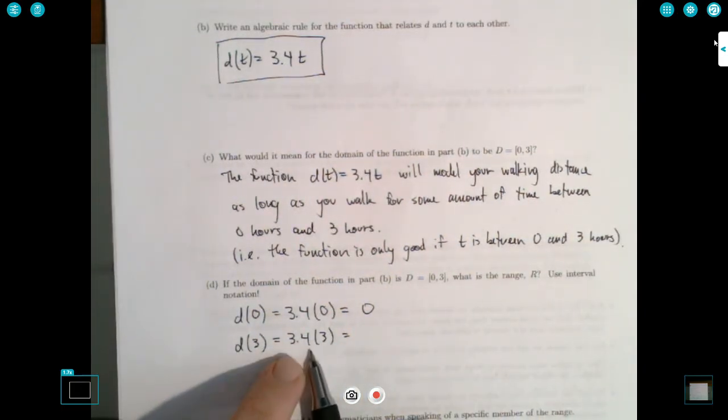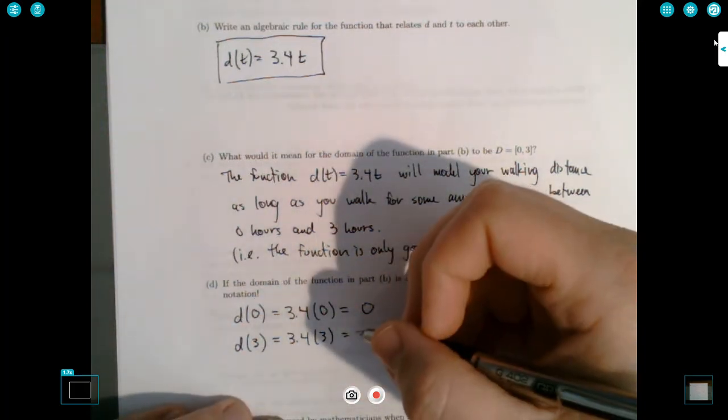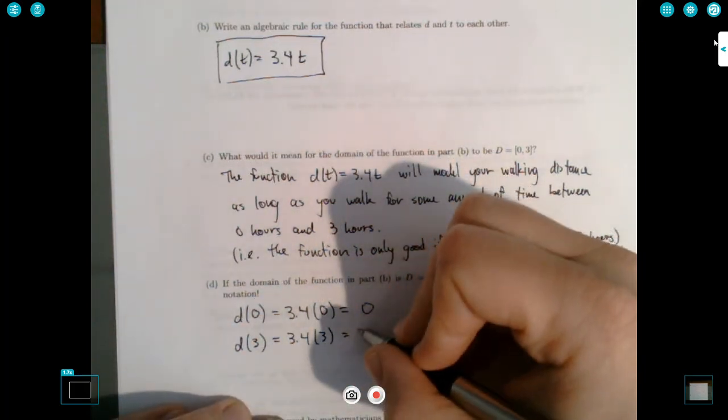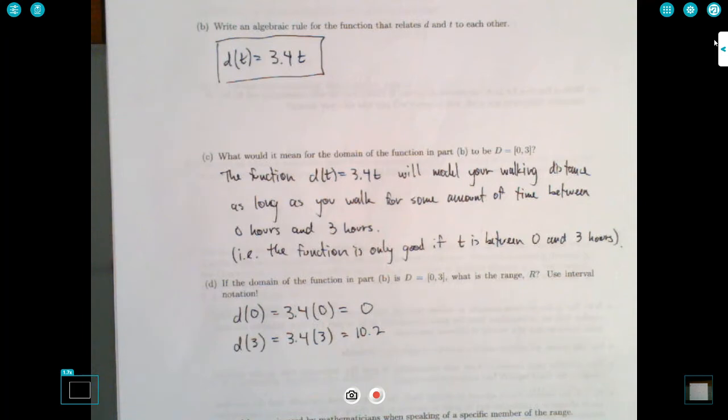So 12, carry the 1, 9, 10. So I think 10.2. Oh goodness, why was that so difficult? That shouldn't have been so difficult to come up with, but yeah.